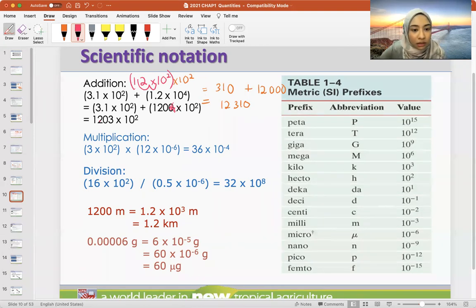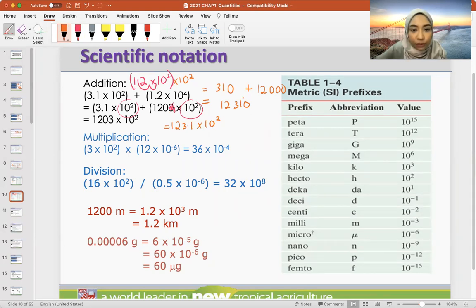So now you can just add them together, since these two are basically the same thing. So 120 plus 3.1 is 123.1 times 10 to the 2. This would be your answer in scientific notation.